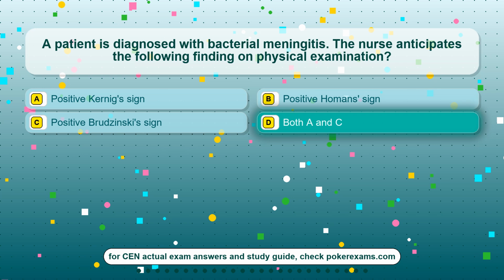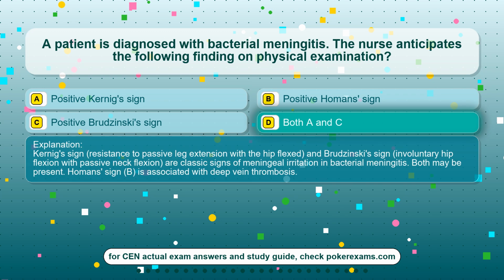The correct answer is option D, both A and C. Kernig's sign, resistance to passive leg extension with the hip flexed, and Brudzinski's sign, involuntary hip flexion with passive neck flexion, are classic signs of meningeal irritation in bacterial meningitis. Both may be present. Homan's sign, B, is associated with deep vein thrombosis.